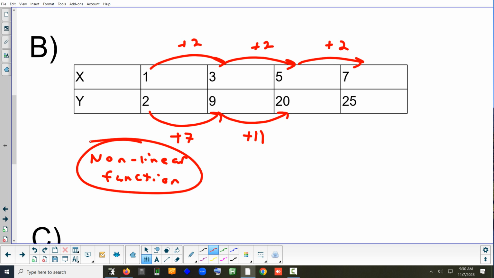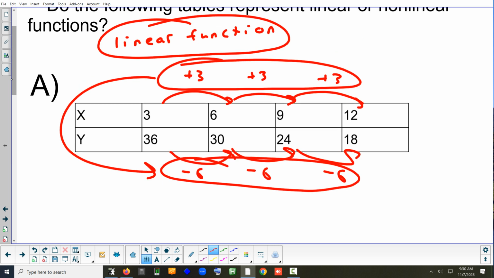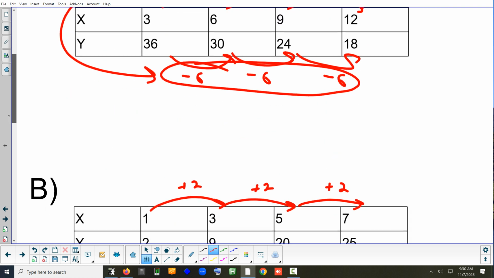Okay. Any question why it's non-linear? Okay. Why is it a function though? Right, there's no repeats in the x's. I told you there'd be no repeats in all these problems. 1, 3, 5, 7, 3, 6, 9, 12. No repeats in the x's, so they are functions, but they're not straight lines.